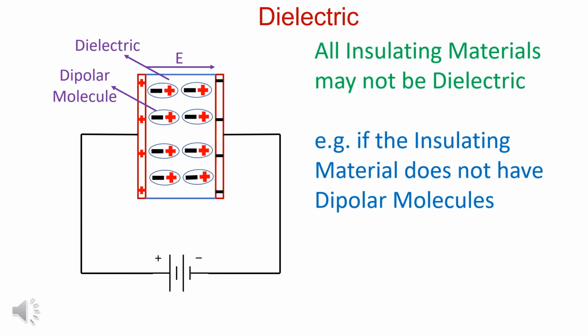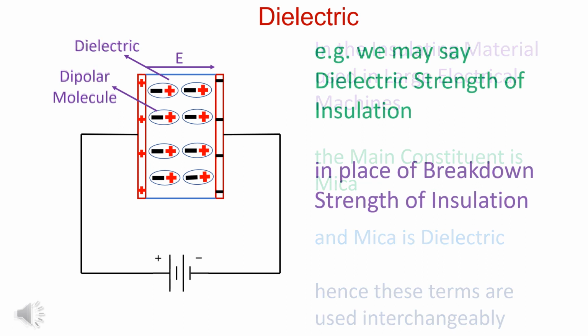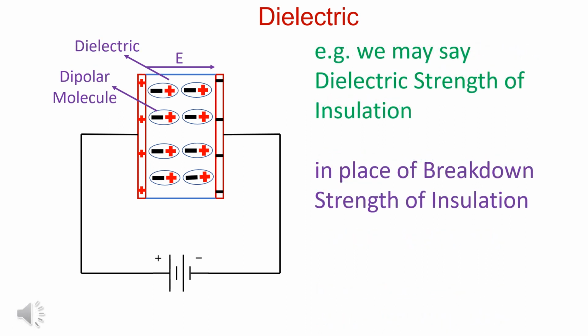It is not necessary that insulating material is dielectric. In large electrical machines, the main constituent of insulation is mica, and mica is dielectric. Hence, these terms are used interchangeably. E.g., we say the electric strength of insulation in place of the breakdown strength of an insulation.